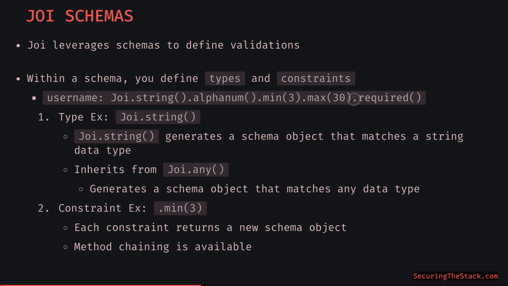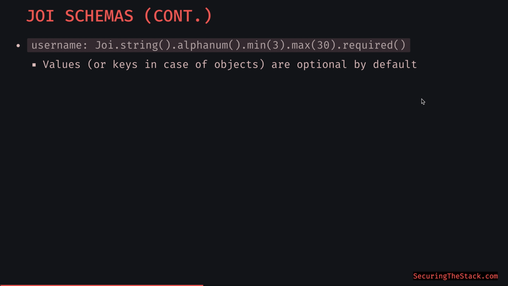But what about this? This is a huge gotcha with Joi: required, and we're about to learn about that here. Without this required, this whole thing is optional, so username would be optional. So if you're defining a validation and you need the field to be there, make sure that required is in there. It's very important.